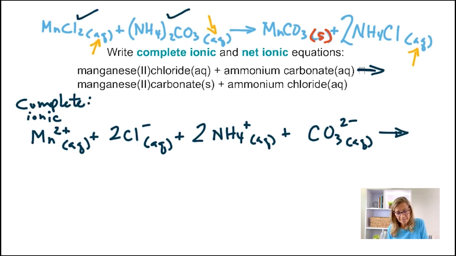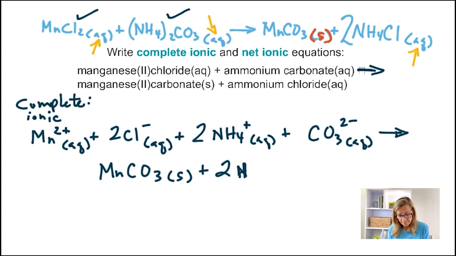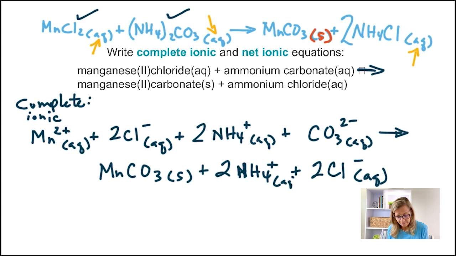All right, so I've got this guy, I've got this guy, and they're soluble, so I broke them apart into ions. And then the next one, the manganese carbonate, since it's a solid, I'm going to leave it as a solid. Because if it's a solid, it's not soluble. And then let's break apart our ammonium and chloride. And those are aqueous. Okay, there you go. There's your complete ionic. Everybody who's soluble, break them apart, write them as ions.